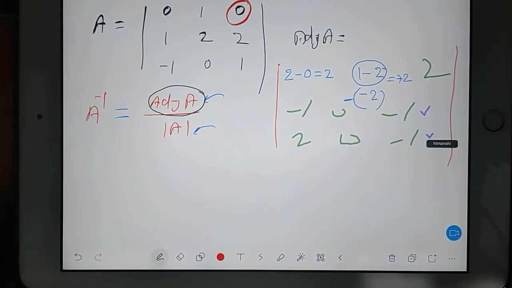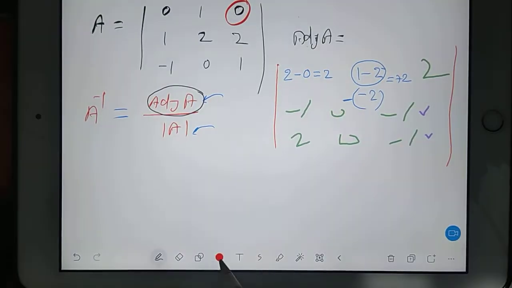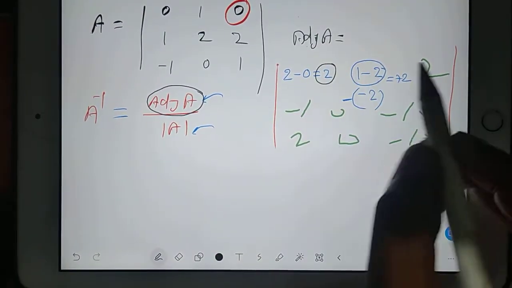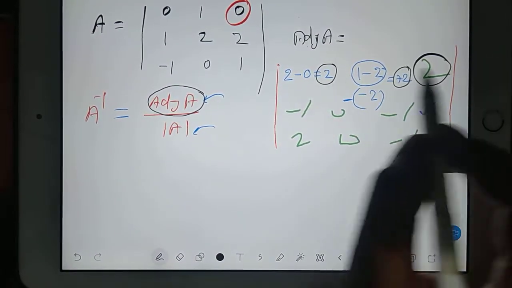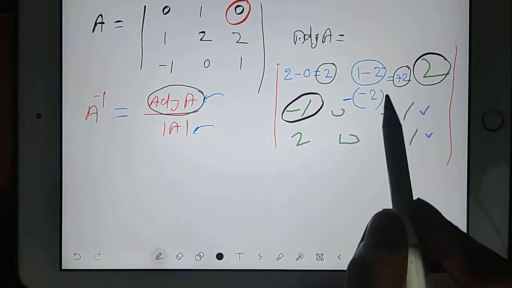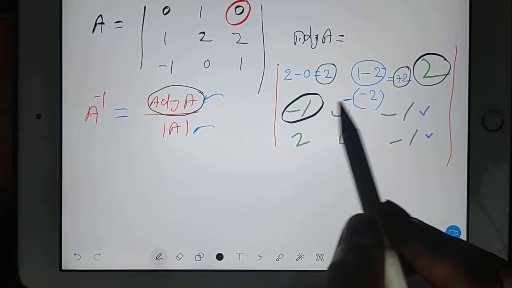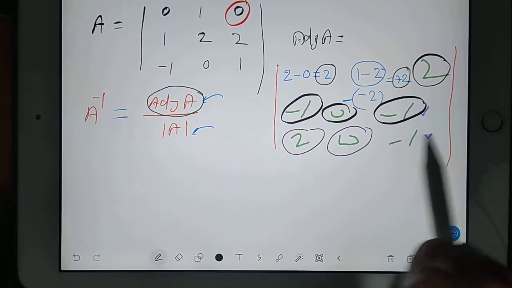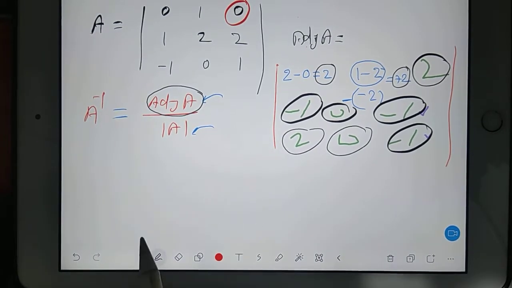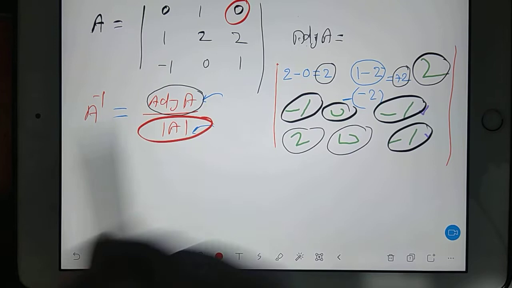Himanshi is saying these answers are correct. So guys, I will repeat what the answers are. 2 here, plus 2 here, and plus 2 here. So 2 to 2 is the answer. Then minus 1 here, and then 0 here, then minus 1 here, then 2 here, then 0 here, then minus 1 here. Okay, now you have to find out determinant of A.